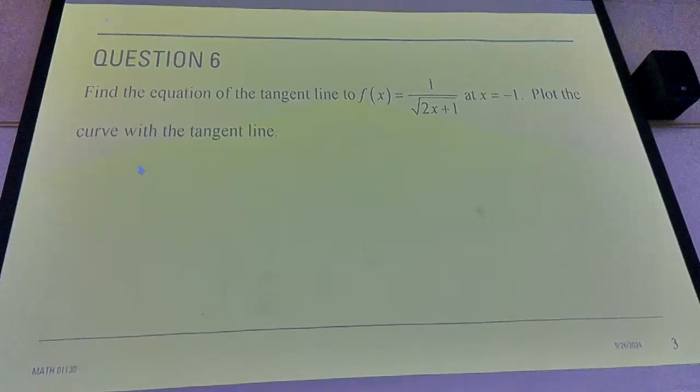This time, the square root's in the denominator. Oh, this will be fun. We get to deal with a complex fraction.